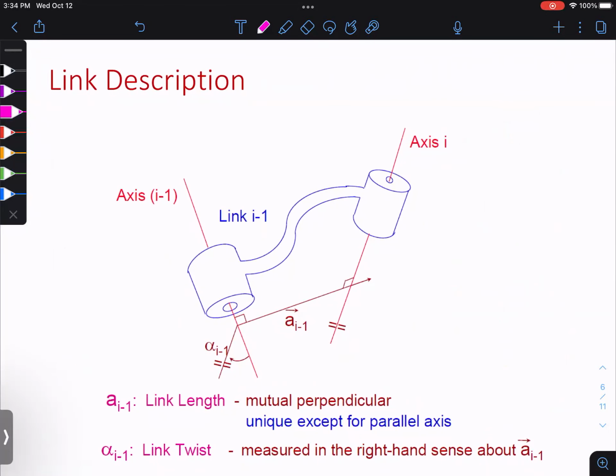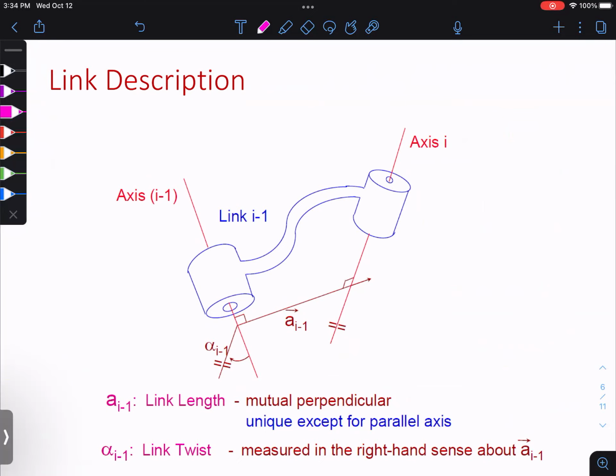Here is a visual of the description of the link. If this is joint i-1, and this is joint i, the connection between them we call a link. It doesn't always have to be a straight line. It could be any shape. But what we care about here is the distance, which is the straight line. a i-1, the length, is the mutual perpendicular between the two link axes.